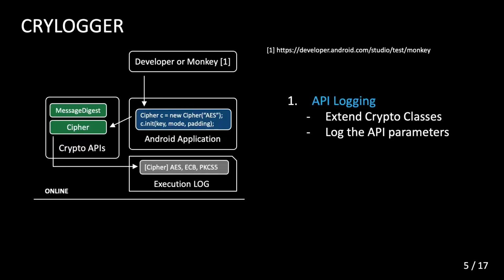An app developer can, of course, use more sophisticated tests to improve the coverage. We used Monkey because it was the easiest way to execute several apps of the Google Play Store, and we were able to detect many misuses. To log the information about the crypto APIs, we ran the application with instrumented Java classes.